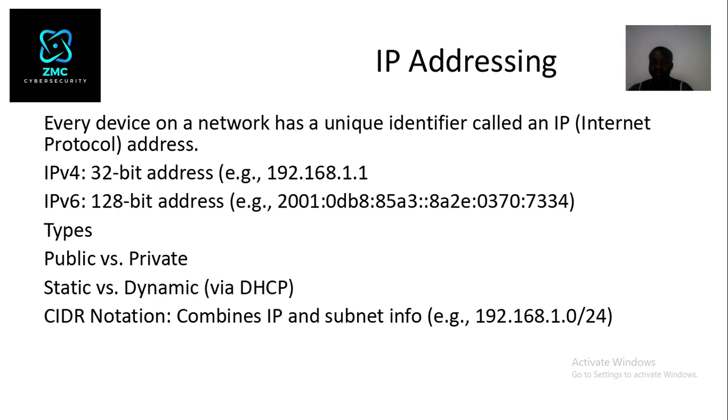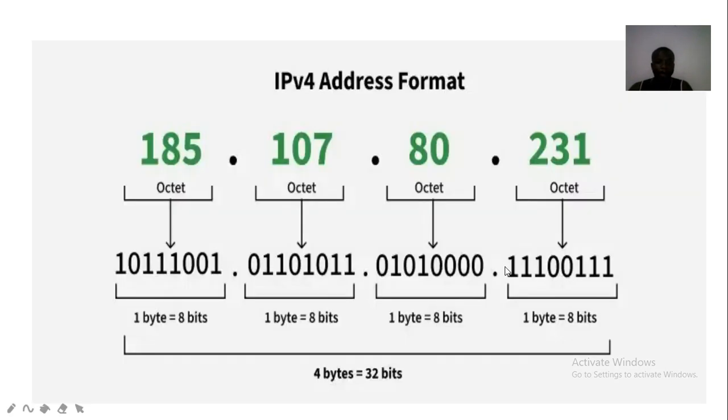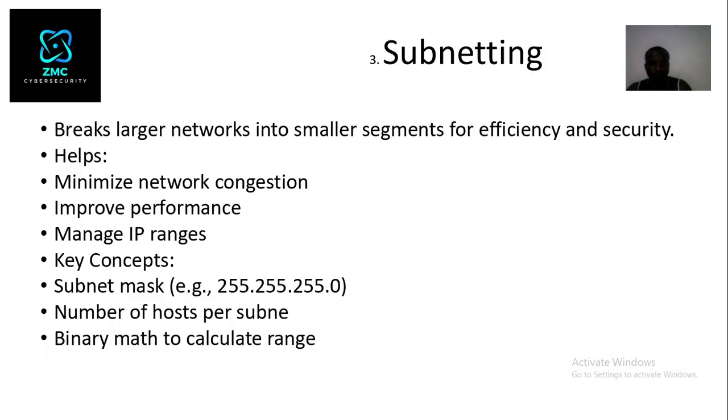And IPv6, that's a 128-bit address. This is the example, this is how it's displayed if you want to check it on your device. So the types, we have public and private addresses. We have static versus dynamic, DHCP, then CIDR notation. This is the format at which it's generated, in 1 byte, 8 bits, 4 bytes, and this is how it's generated.